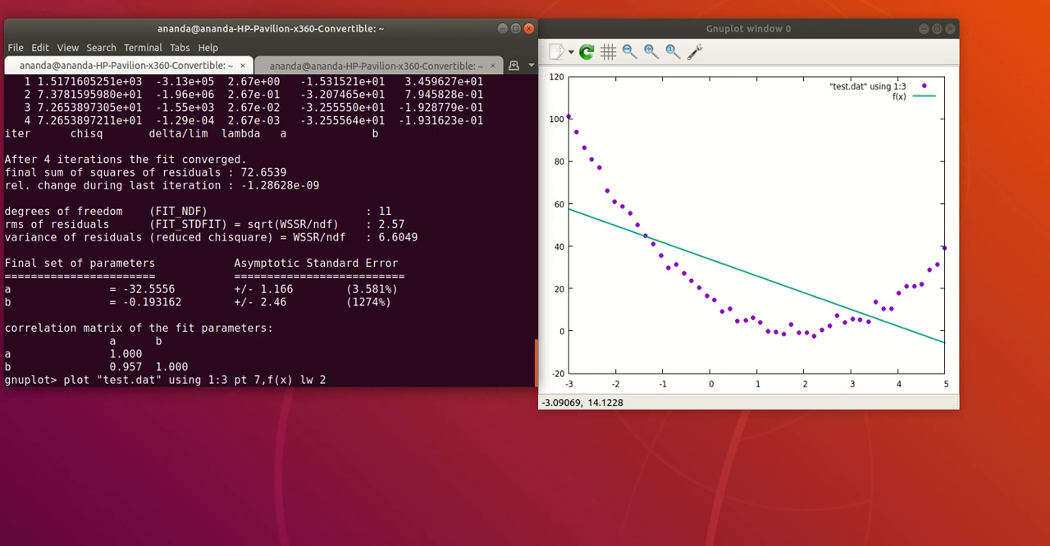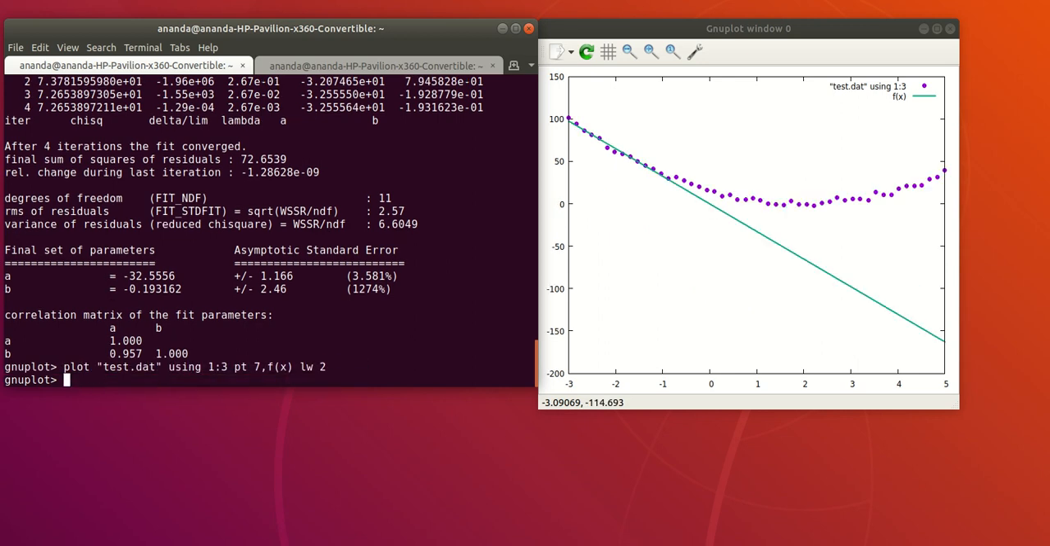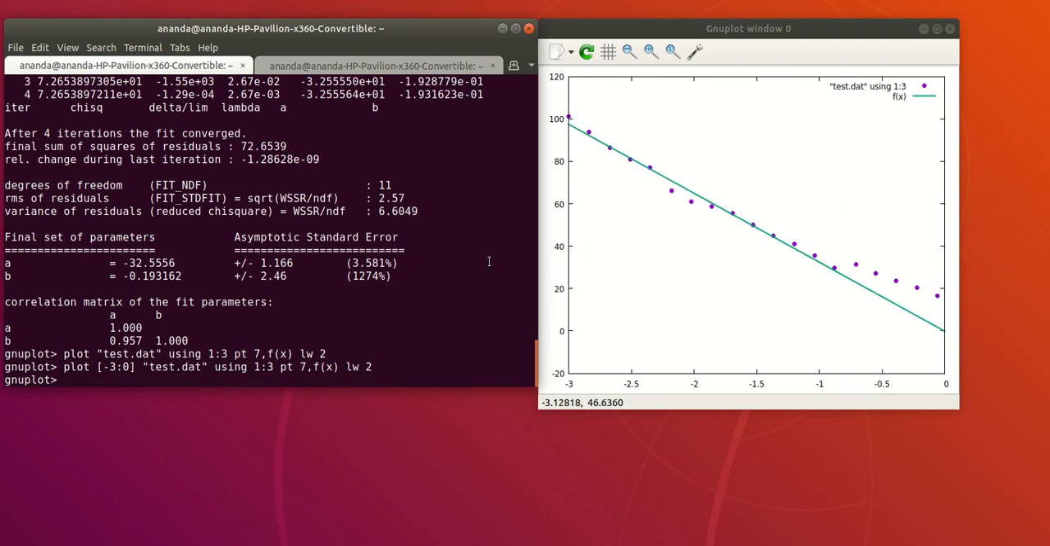Let's just see. Is this any good? Well, actually it is. In the region where I believe the data is okay, I actually get a pretty good fit. In fact, to see this better, let's plot not over the entire range, but from -3, say to 0, and see what happens. Remember, I have only fitted from -3 to -1, so it's no wonder that these points are actually deviating quite a lot away. But in the region where I have fitted this, the straight line actually fits quite well.